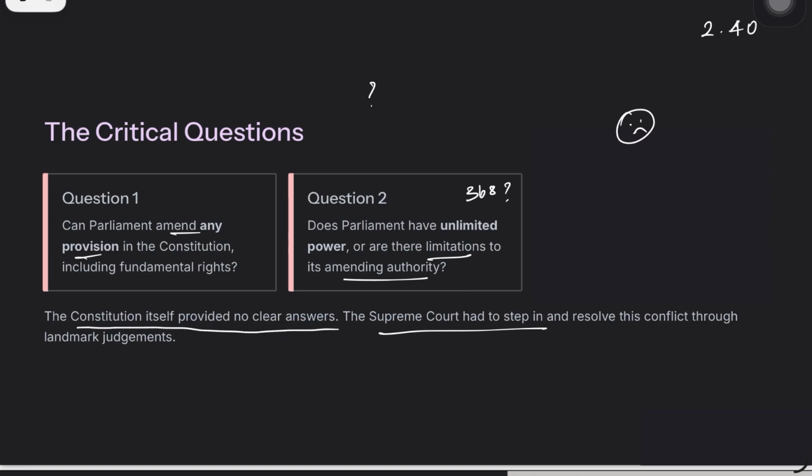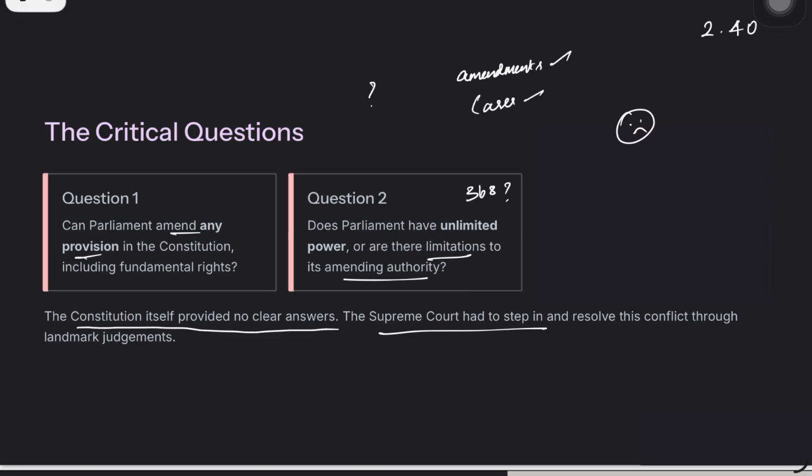So in this lesson, we will deal with what is basic structure, how it got evolved, and what are the provisions that are dealt with under this concept, and some of the notable amendments and the case laws. So let's begin.